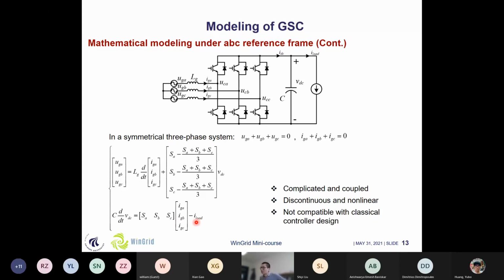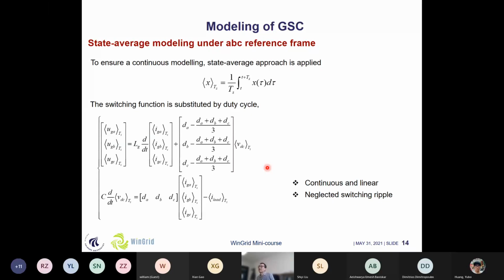But the problem with this mathematical equation is that these equations are a little bit complicated, and they are also coupled with each other. So it's not easy to do this modeling. Another thing is that due to the concept of these switching functions, this model actually becomes discontinuous and non-linear. In this case, we cannot directly use this model to do classical controller design like Bode plot or root locus analysis, etc. So that's why we try to introduce state average modeling.